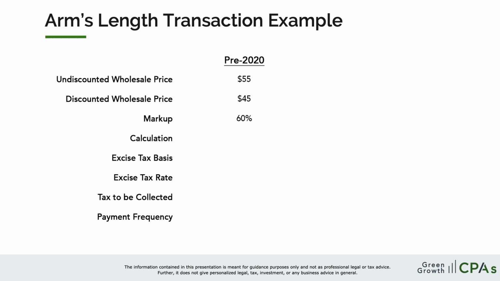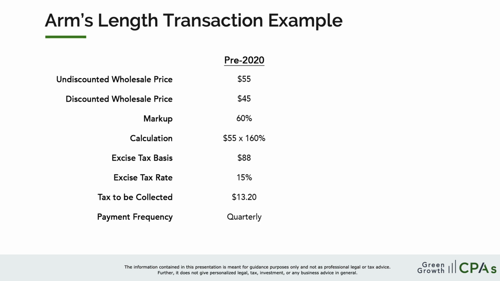For pre-2020, before January 1st, 2020, say for a product, the undiscounted wholesale price is $55, but you're selling to somebody at a discount, and that discounted price would be $45. Now, the markup pre-2020 was 60% of the undiscounted wholesale price. So the calculation for the cannabis markup is $55 times 160%, right? The 100 is the actual price, and then the 60% is that markup. So 1.6 times 55. So your excise tax basis is $88. That's that fair market value at a retail level. That's what that's defined as.